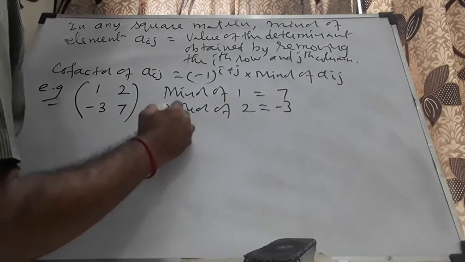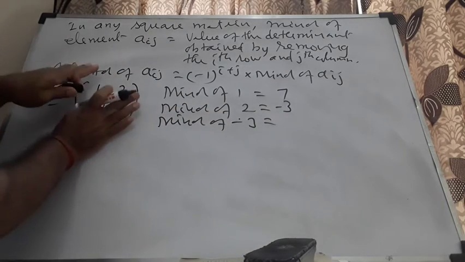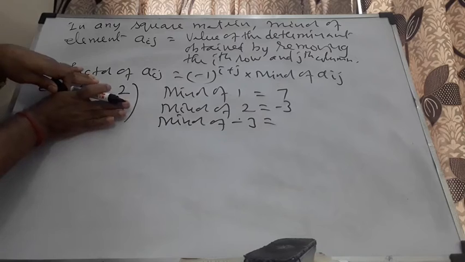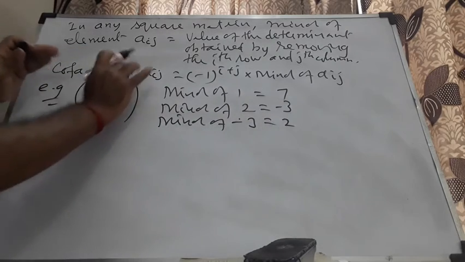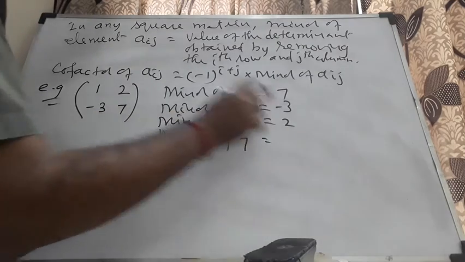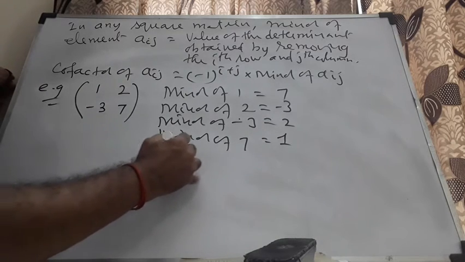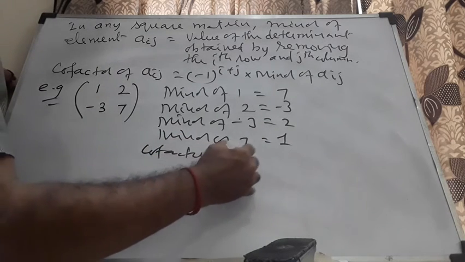Then, thirdly, minor of -3: remove, of course, the second row, first column. I'll get a 1 by 1 determinant, which is 2. Then similarly, minor of 7: remove the second row, second column. I'll get 1.